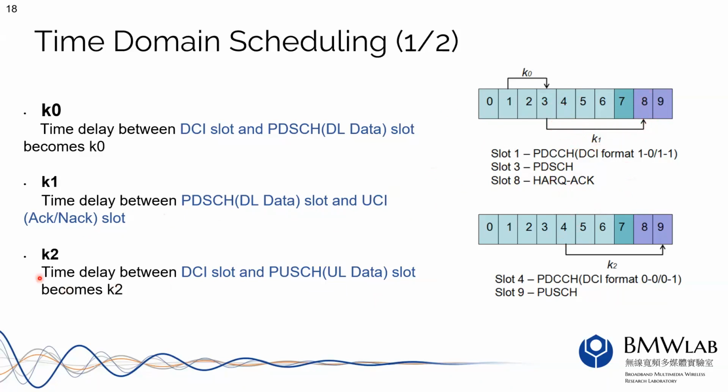Okay, and here K2 means the time delay between the DCI slot and the PUSCH slot, also known as the uplink data. So you can see the figure on the right-hand side. We assume that K2 equals 5, and when the UE receives the DCI at slot 4, we can derive that the PUSCH data can be put into slot 9. So that's the time domain scheduling for the 5G scheduler.